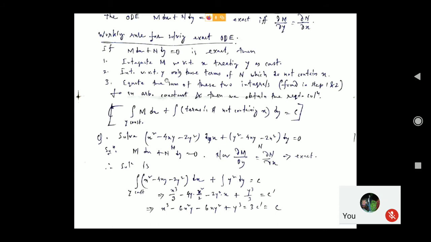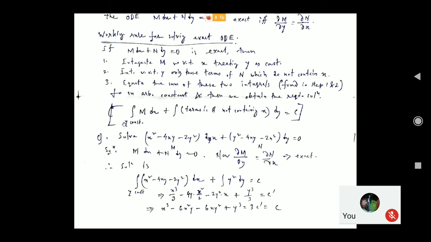Next step, integrate with respect to y only those terms of n which do not contain x. So n is this. Integrate with respect to y. So dy, only those terms of n which do not contain x. So this term contains x. This will not be integrated. This term also contains x. This will be neglected. Only this term does not contain x. So only this will be integrated with respect to y, equal to an arbitrary constant.